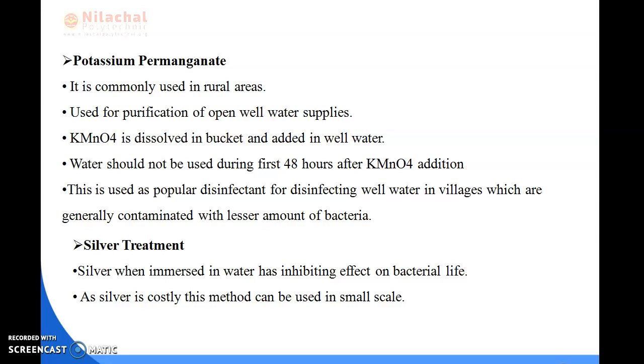Okay, so we can say that when silver is used in the water, it has an inhibiting effect on bacterial life, or it can remove bacteria or any virus from the water, and this silver treatment is very costly, so we can use it on a small scale. Okay, so this is all about the methods of disinfection.